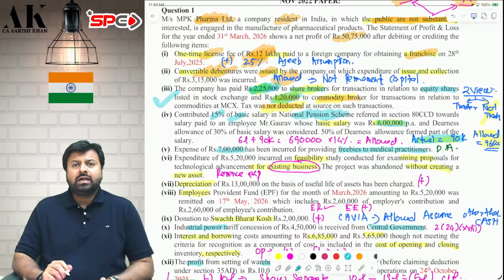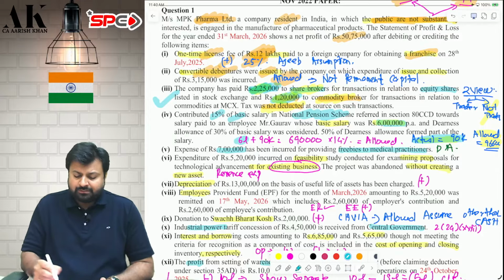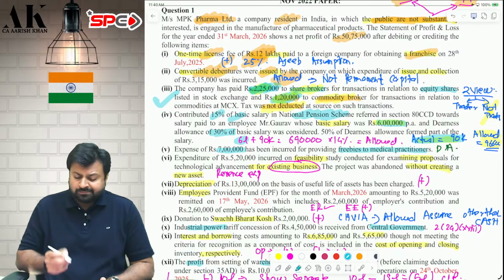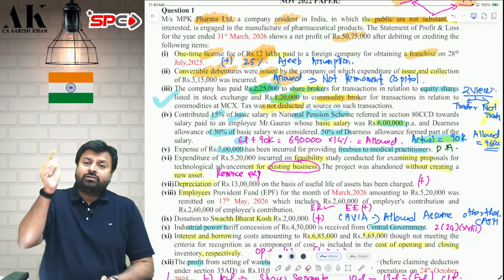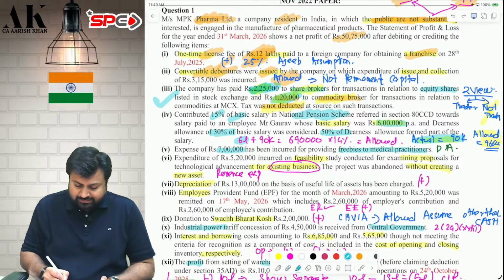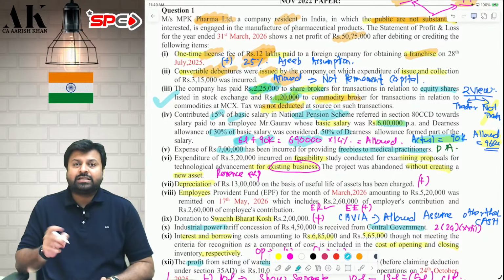How much is allowed? Basic plus DA in terms is allowed. Now basic is 6 lakhs. What is DA in terms? Total DA is 30%. Therefore 30% of 6 lakhs comes to 1,80,000. Of that 50% is DA in terms. So out of 1,80,000, 50% is 90,000. 90,000 is DA in terms. Therefore basic is 6 lakhs and DA in terms is 90,000. Therefore, 6,90,000 is basic plus DA in terms.